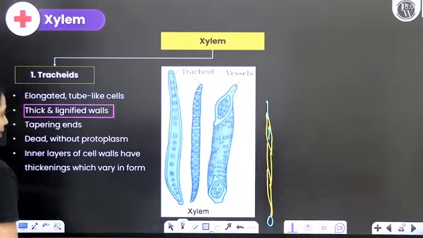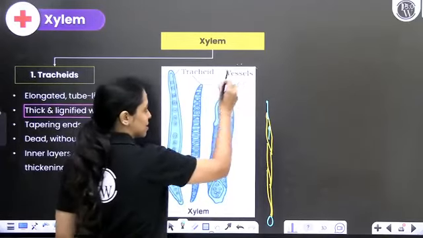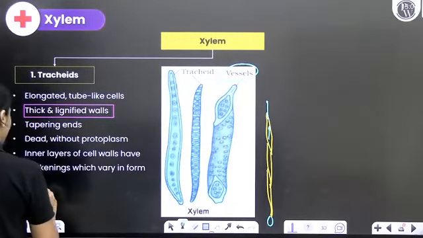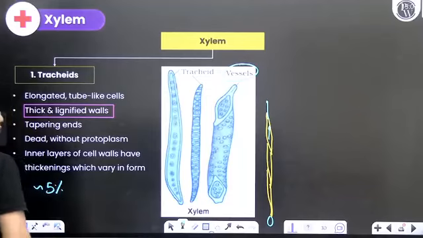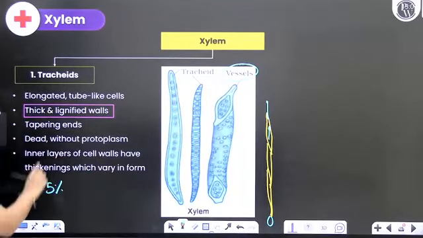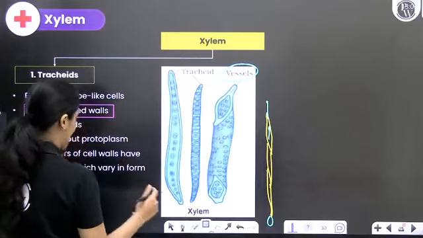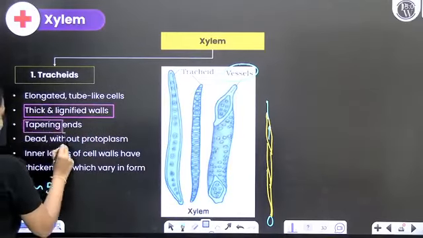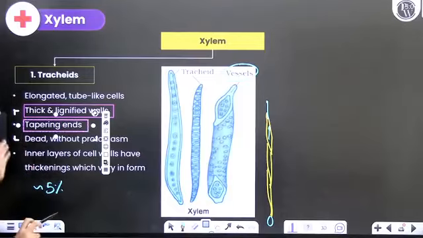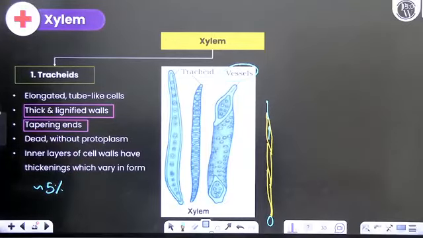In angiosperms, the majority of water gets transported through vessels. About 5% of conduction of water happens through tracheids. Majority of it happens through vessels only. You can see how in the cells the ends are tapering, which means they are pointed. They have tapering ends. They are dead cells, I already told you. If they are dead, obviously they will not have any protoplasm. So inner layers will have thickenings, that is your tracheids.